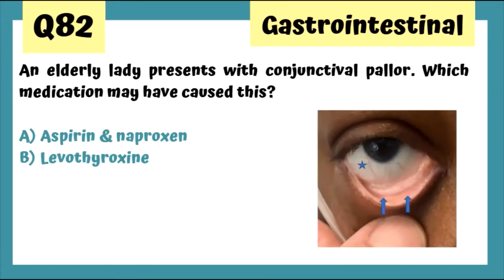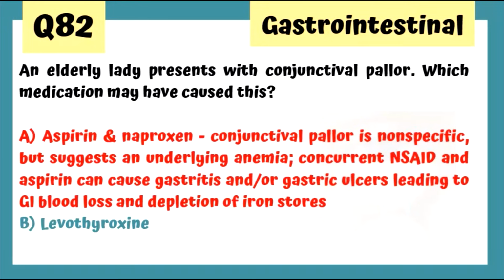Question 82. An elderly lady presents with conjunctival pallor. Which medication may have caused this? So which one causes pallor? Aspirin and naproxen can cause an underlying anemia. Concurrent NSAID and aspirin can cause gastritis and or ulcers, leading to GI blood loss and depletion of iron stores. That would lead to conjunctival pallor.